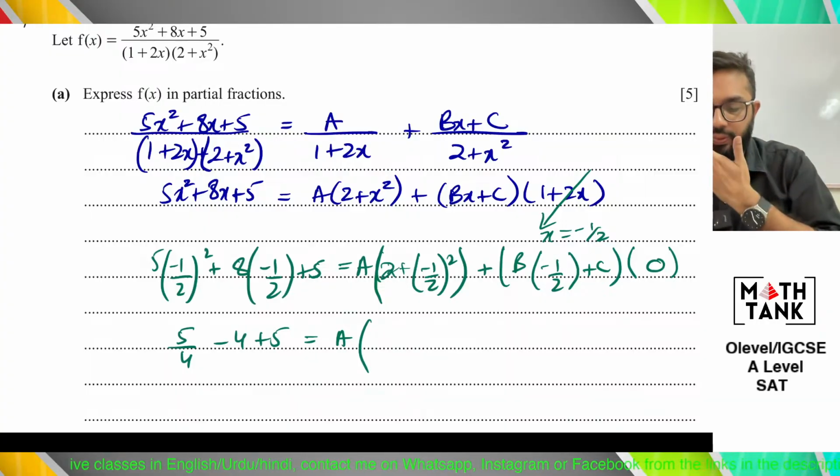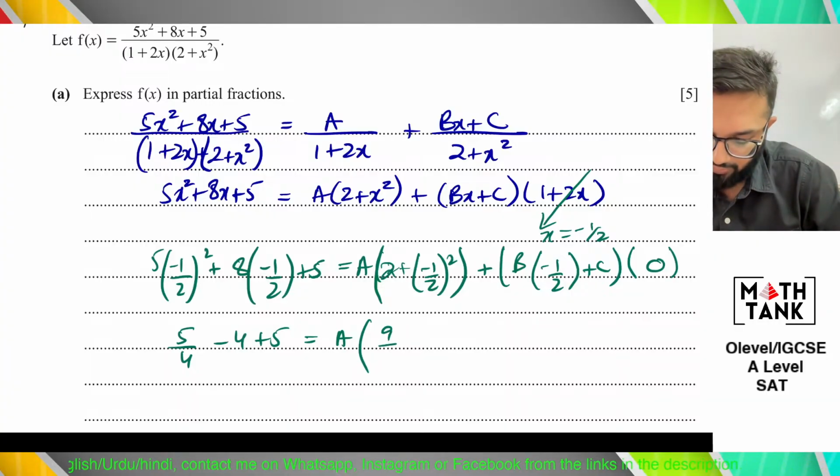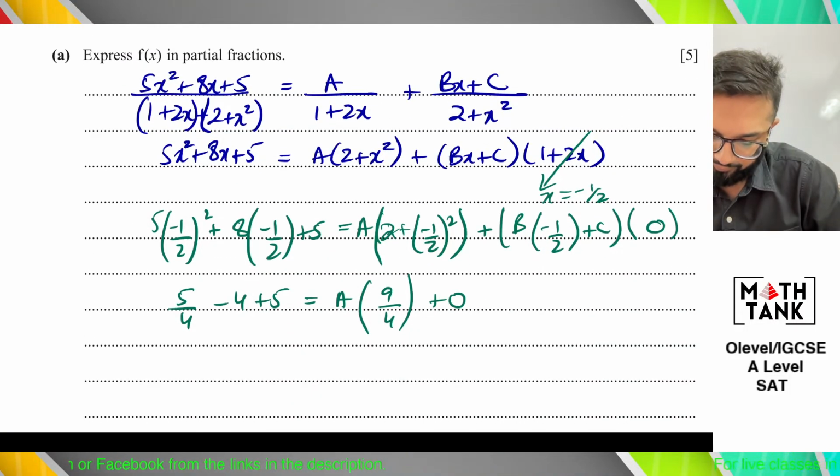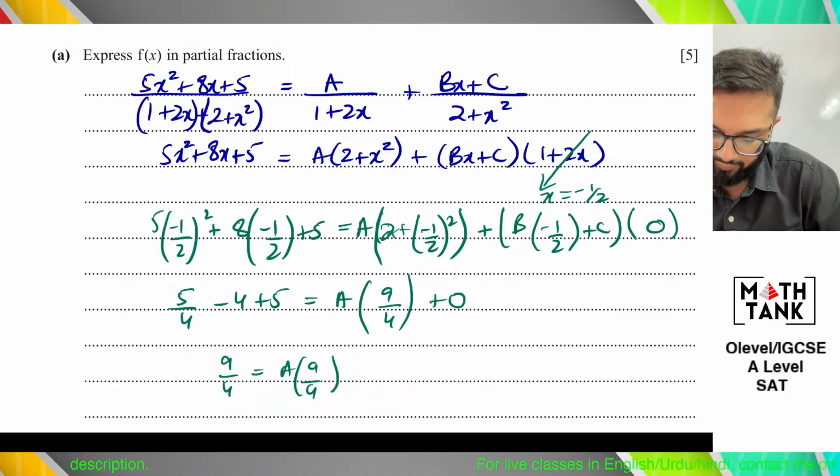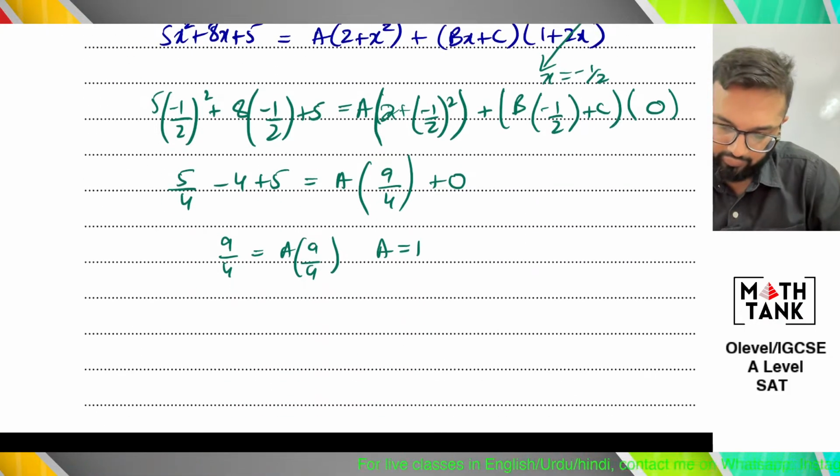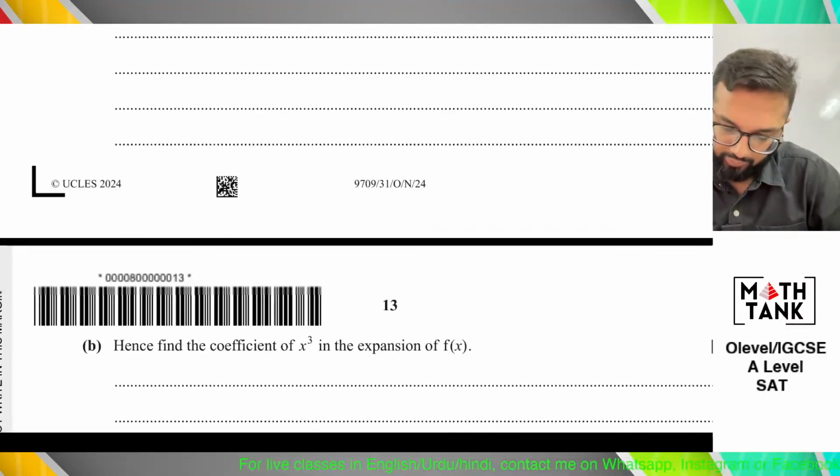Two plus 1 over 4 gives me 9 over 4, plus 0. So 9 over 4 and 9 over 4 is equal to 1. Then I go to the other one.